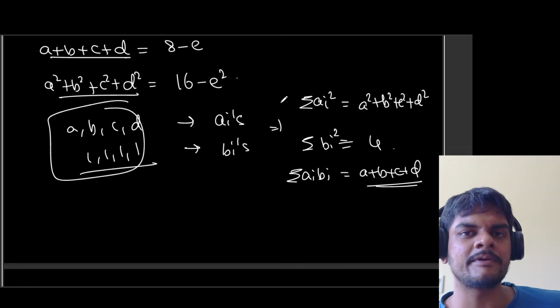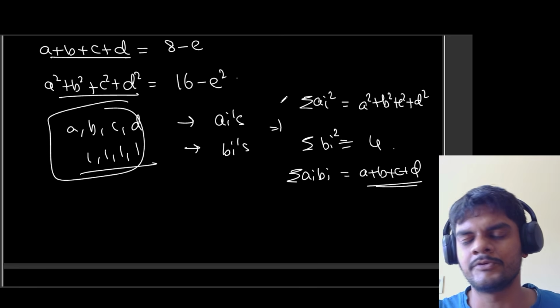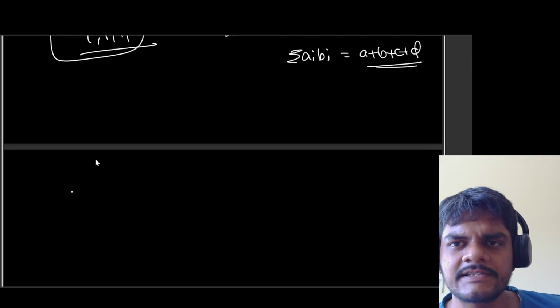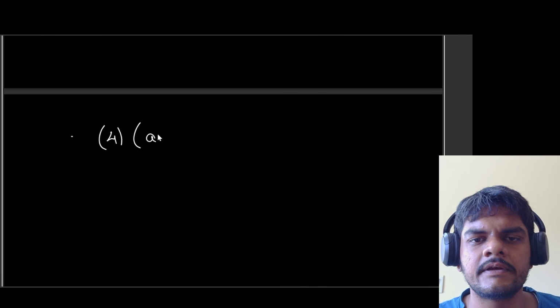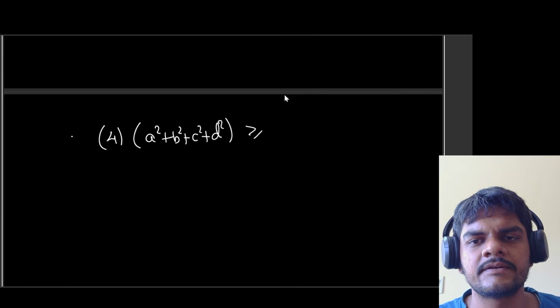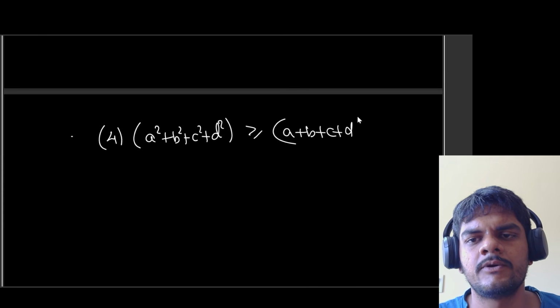In fact, there is an RMO PYQ which uses Cauchy-Schwarz in a beautiful way. All right. Anyways, we can solve this question now. So summation ai square is this, summation bi square is this. So I'll have 4 into (a square plus b square plus c square plus d square) is greater than or equal to (a plus b plus c plus d) whole square.